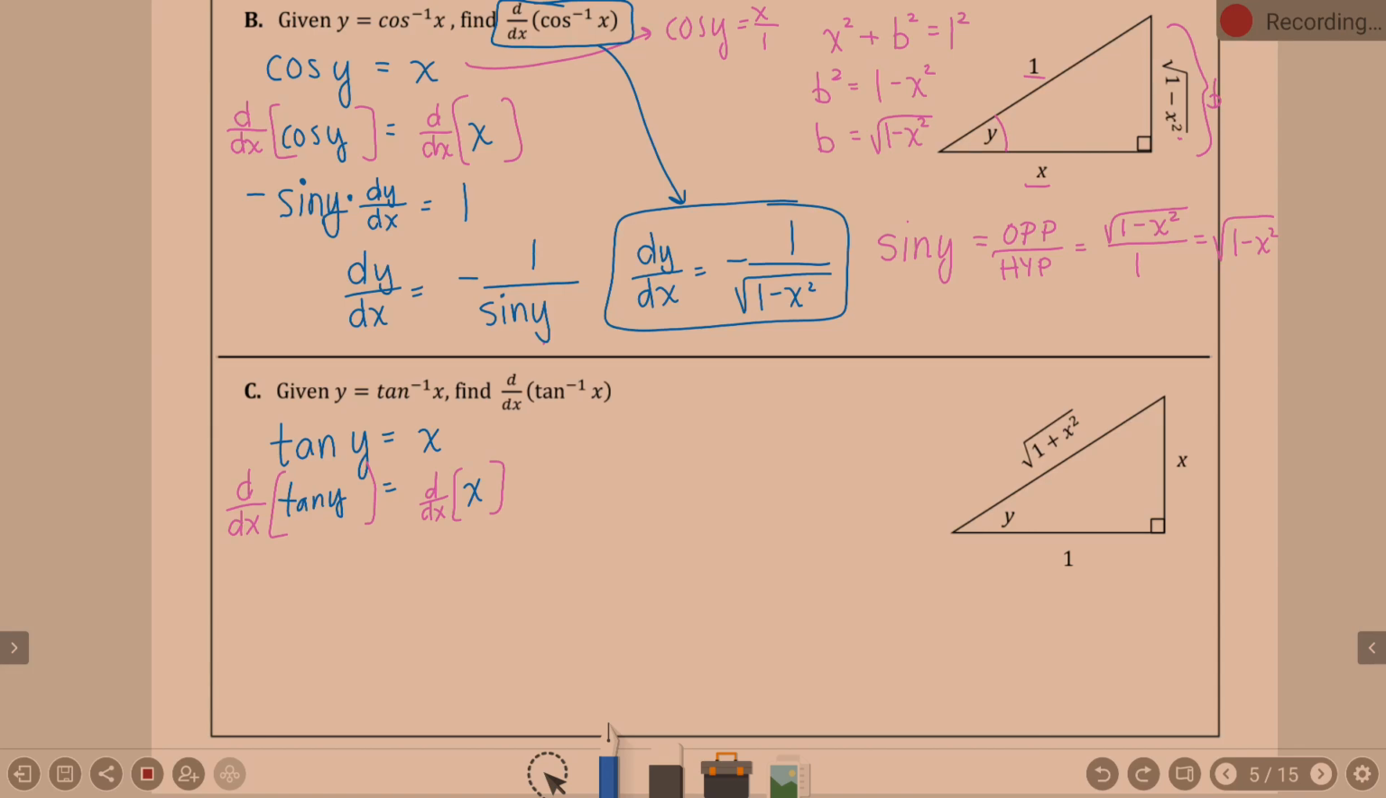Shoot. The derivative of tangent of something. Oh, I know. Secant squared. Yeah, there we go.